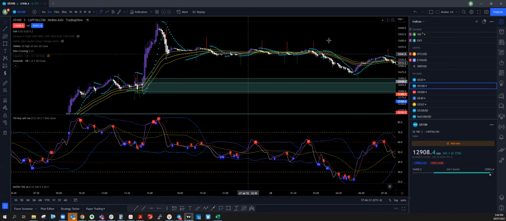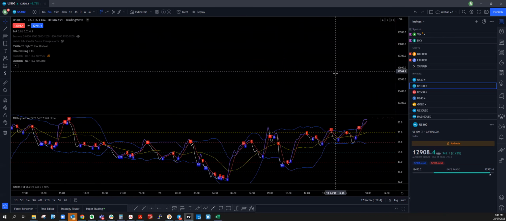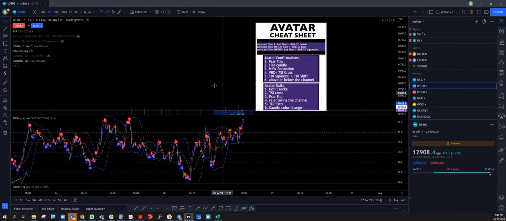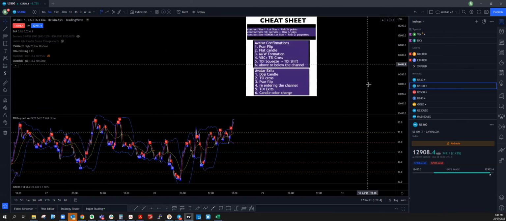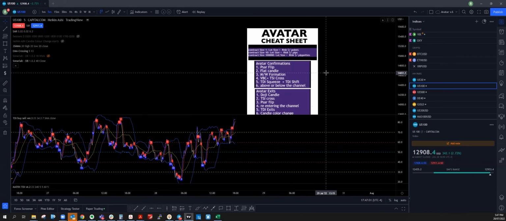And let's get into the rules now. Let's go over our little cheat sheet right here. So when you're looking for entry confirmations, these are what you want to look for. You want to look for a flat candle, whether it's a flat bottom for buys or a flat top for sells. And then you want to see that PSR dot flip to the flat side of the candle. The more distance between the PSR dot and the flat side of the candle, the stronger the move in that direction. So that's something to keep in mind.